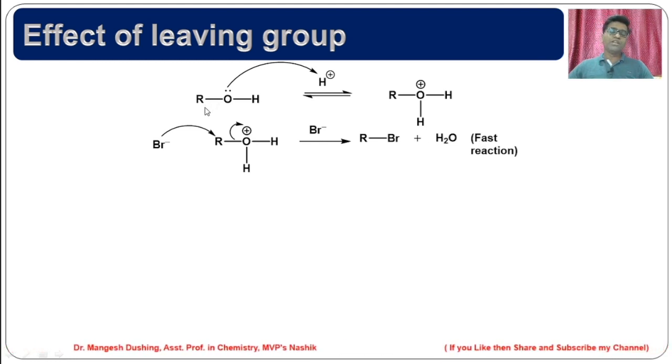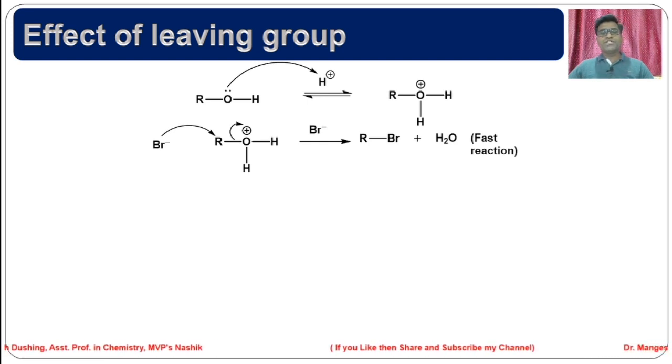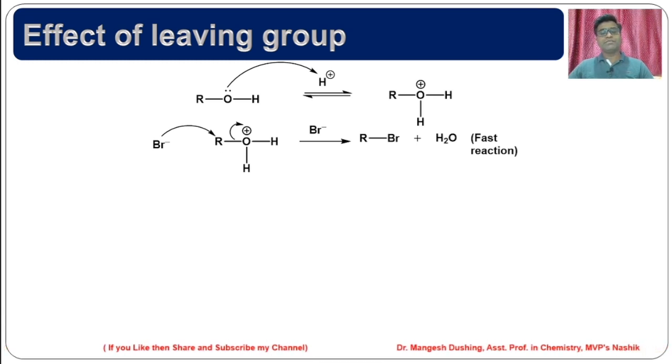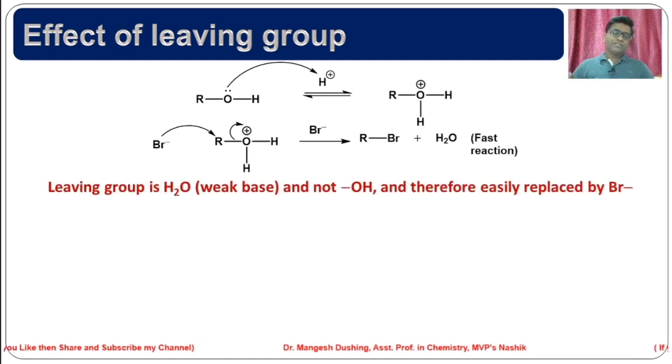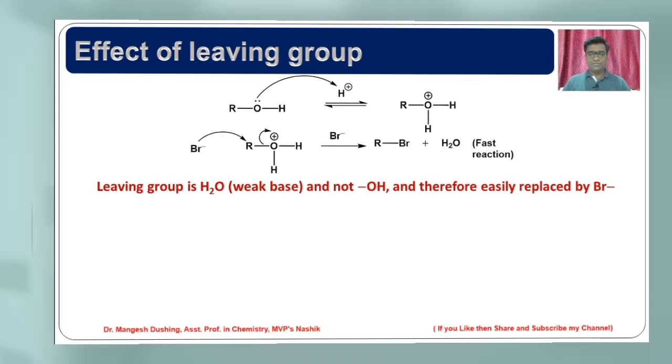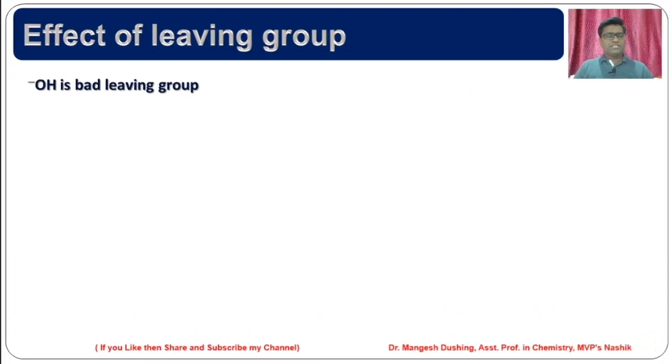Bromination of alcohol in the presence of NaBr is very difficult because OH minus is a bad leaving group. But in acidic conditions, OH becomes a good leaving group as it is protonated in the presence of acid catalysis. The leaving group is H2O, a weak base, not OH minus, and therefore it is easily replaced by Br minus.